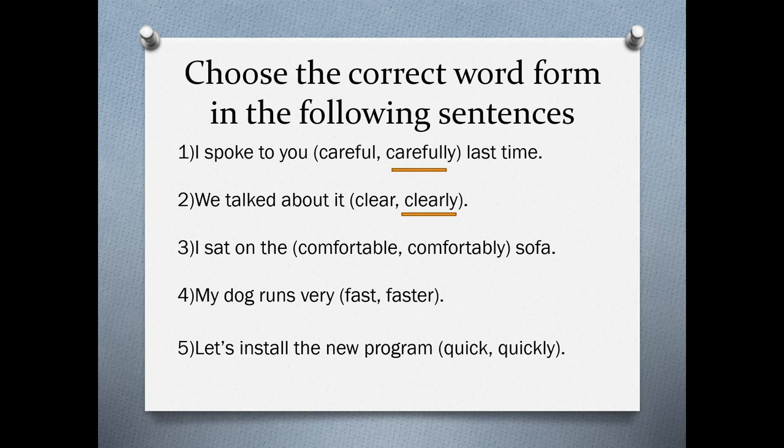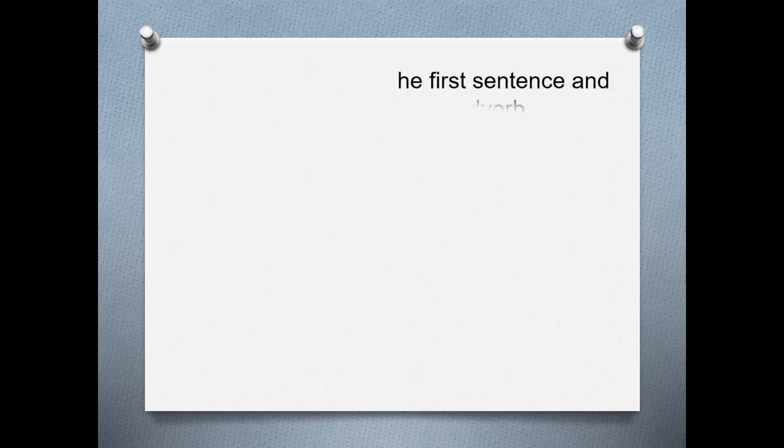Okay, next one. I sat on a comfortable sofa. So comfortable is the correct one. Okay, next one. My dog runs very fast. Okay, fast is the correct one. Okay, last one. Let's install the new program quickly. So quickly is the correct one. So I hope you checked yourself. Okay, let's go ahead. Next exercise.